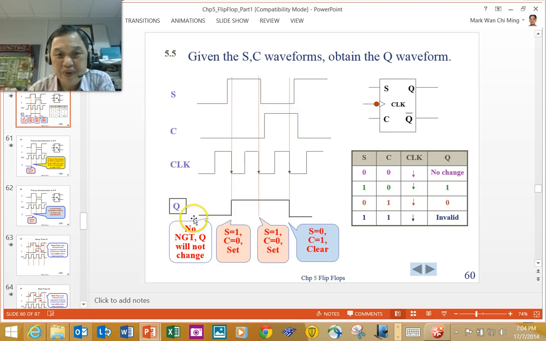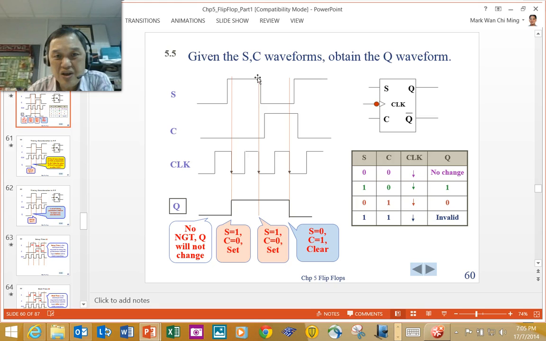Just check it out. Initially Q is equal to 0. Okay, we are only interested in the negative trigger. This point, this point, this point. Alright, something will happen. Okay, we maintain 0 until this point. So what happened? Check it out. S is 1, C is 0, so your Q will be set to a 1 immediately. It will remain a 1 until the next trigger point at this point.